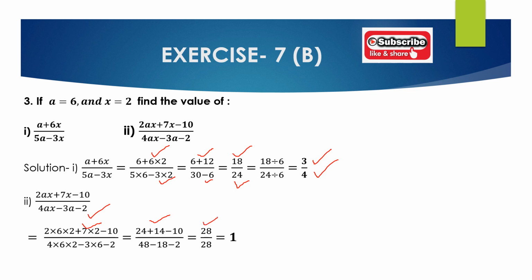and denominator is 4ax minus 3a minus 2. 4 multiplied with 6 multiplied with 2 minus 3 multiplied with 6 minus 2. 4 multiplied with 6 multiplied with 2 will be 4 multiplied with 6 is 24. 24 multiplied with 2 is 48, and 3 multiplied with 6 is 18. 48 minus 18 minus 2. 48 minus 18 is 30. 30 minus 2 is 28. So we get 28 divided by 28, that is 1.